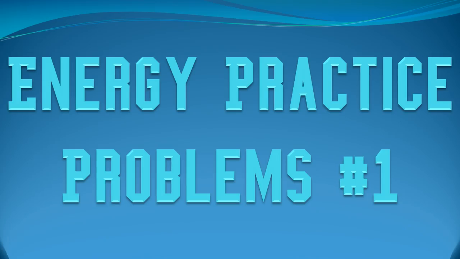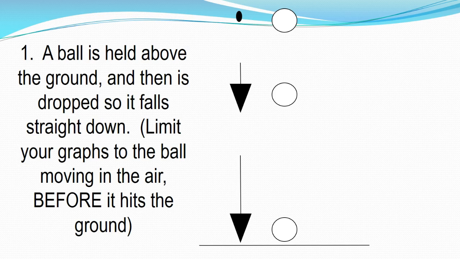Now that we've learned our different forms of energy and how they can transfer from one form to another, let's look at some moving objects and see how energy creates their motion. So here we have three situations. The ball is above the ground, the ball is moving towards the ground, and the ball is about to hit the ground. It goes from stopped to moving faster.